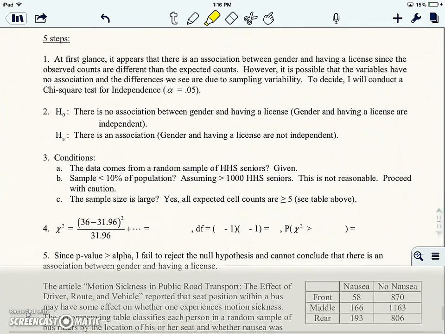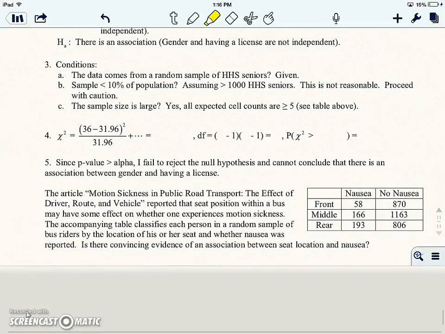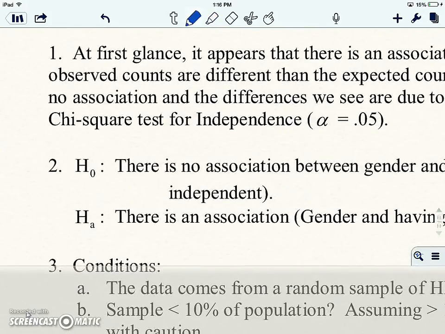So we'd say, at first glance, it appears that there is an association between gender and having a license, since the observed counts are different than the expected counts. However, it is possible that the variables have no association, and the differences we see are due to sampling variability. I would prefer, instead of no association, to say the variables are independent, but you could write either one.